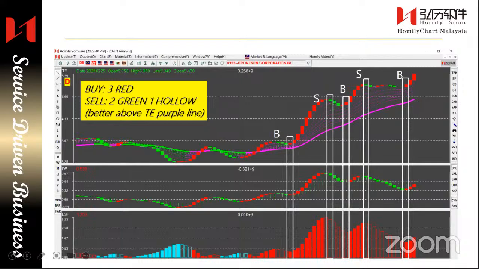Okay, if we want to learn simple things, no problem at all. You want to let things be simple, you just remember this buy sell: three red buy, two green, one hollow sell, no problem. Because in the later part I am going to explain these indicators and some interesting things behind the indicators. Okay.